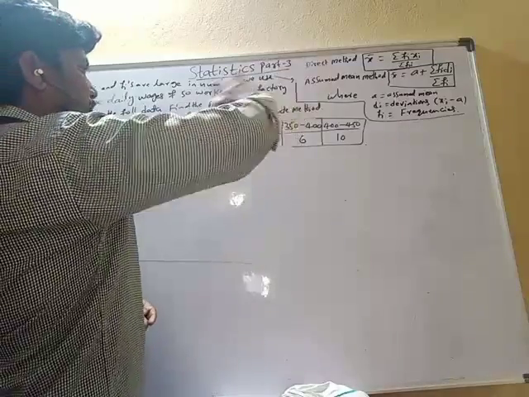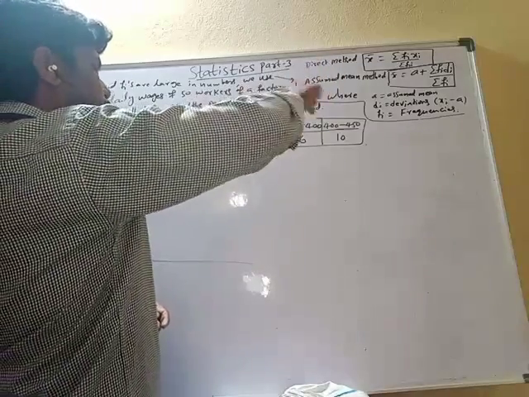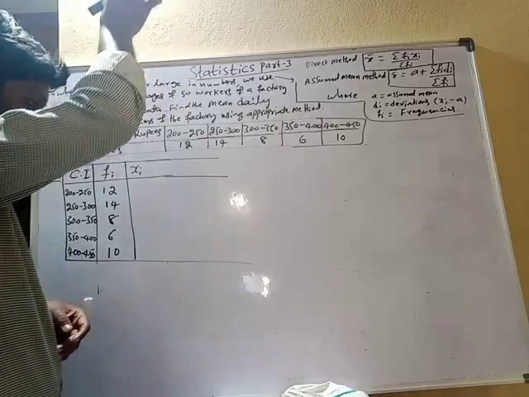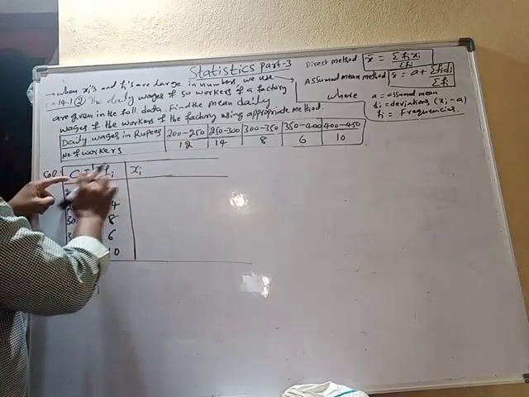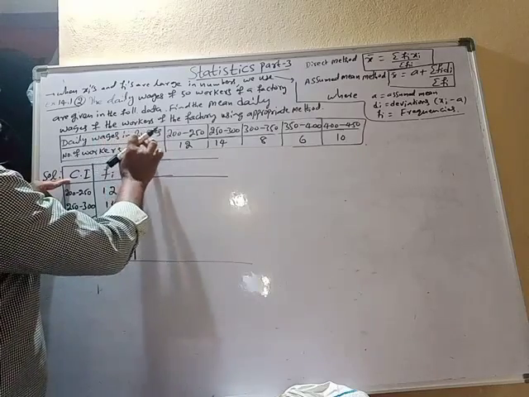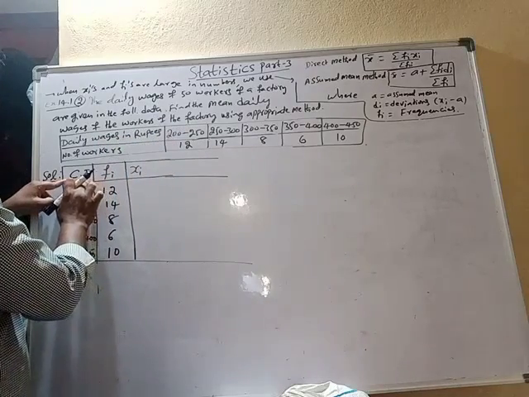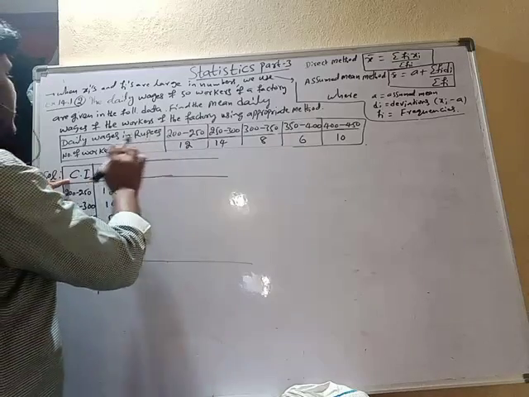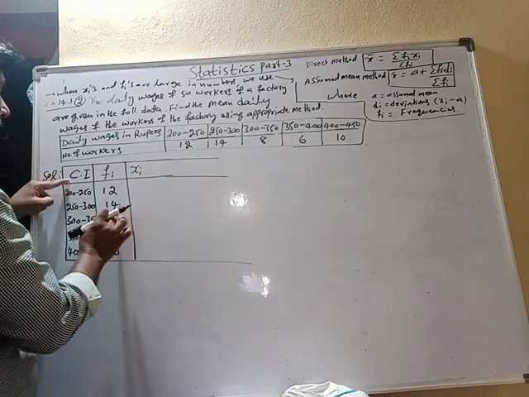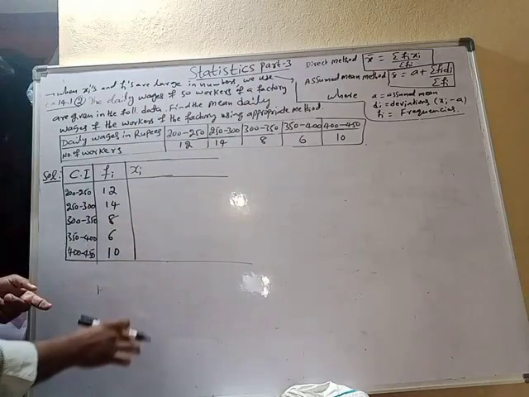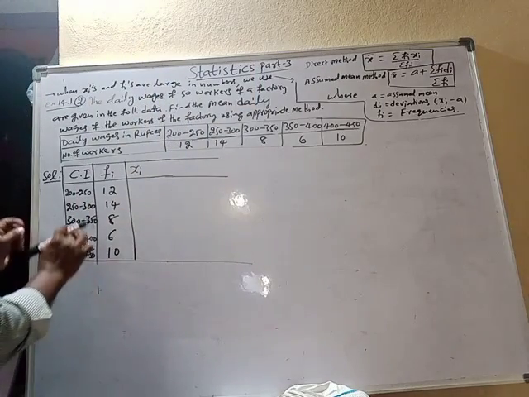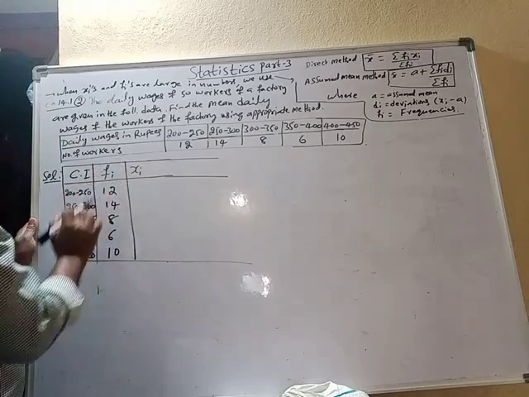This is two rows. Then in the solution, you have to take these two rows as two columns. Daily wages in rupees is nothing but class intervals, CI, and number of workers is nothing but fi. In the solution, you have to take two columns. Okay, class intervals given, fi given.